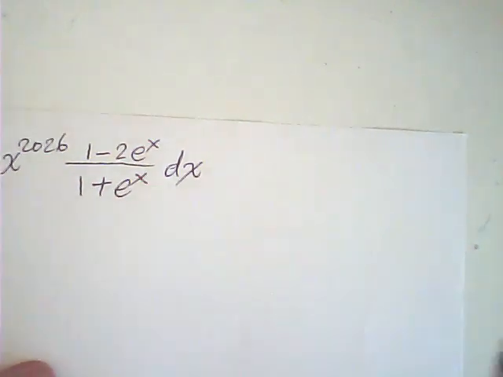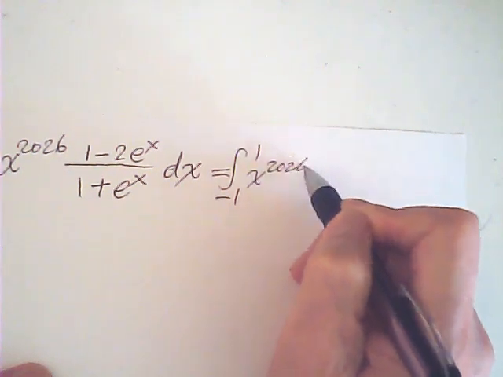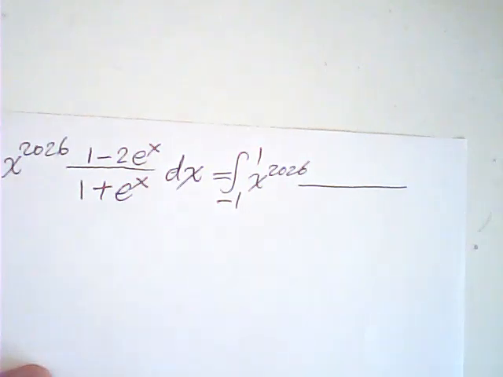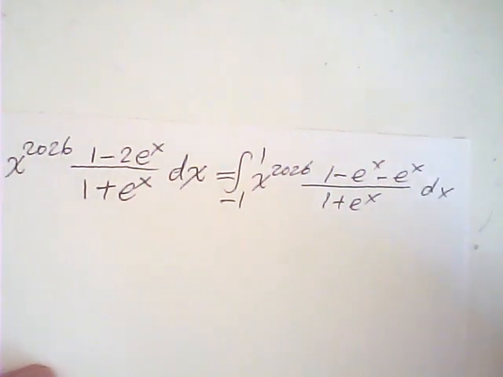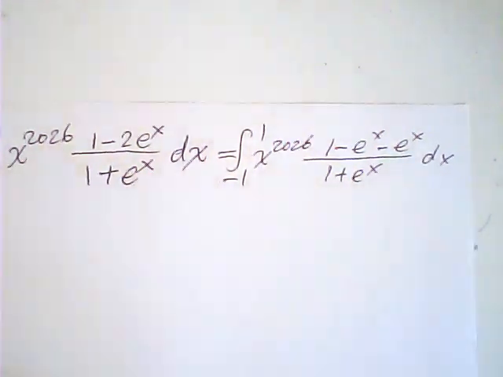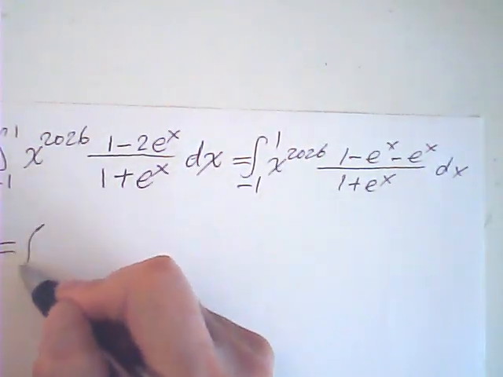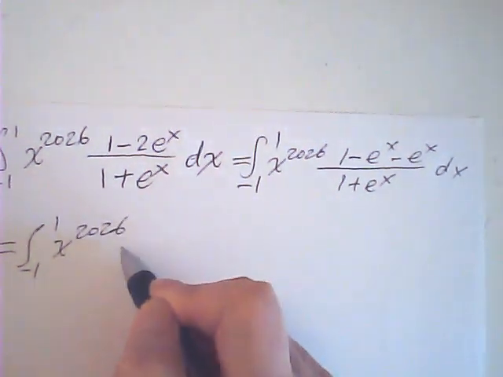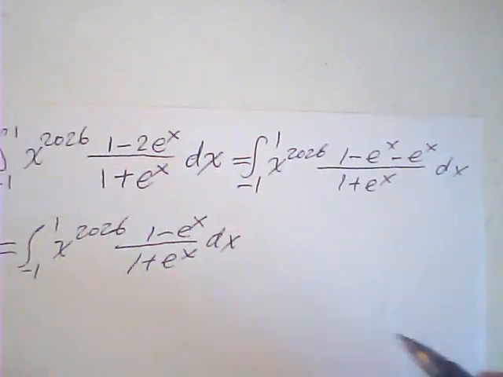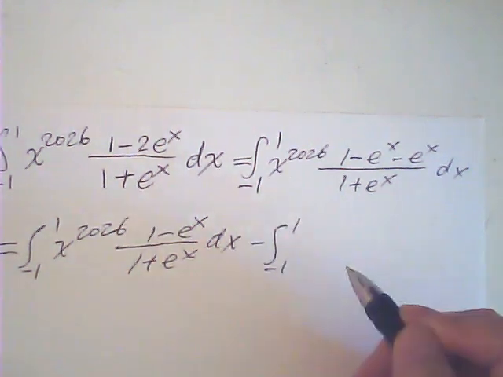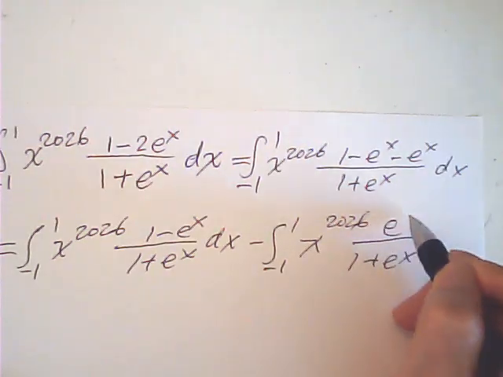Well, method 2, I rewrite it. This is a negative 1 to 1, x^2026, which could be written as 1 plus e to the x, minus e to the x, over 1 plus e to the x. So this one breaks into 2. The first one is minus 1 to 1, x^2026 (1 - e^x)/(1 + e^x) dx, minus the integral from minus 1 to 1 of x^2026 e^x/(1 + e^x) dx.